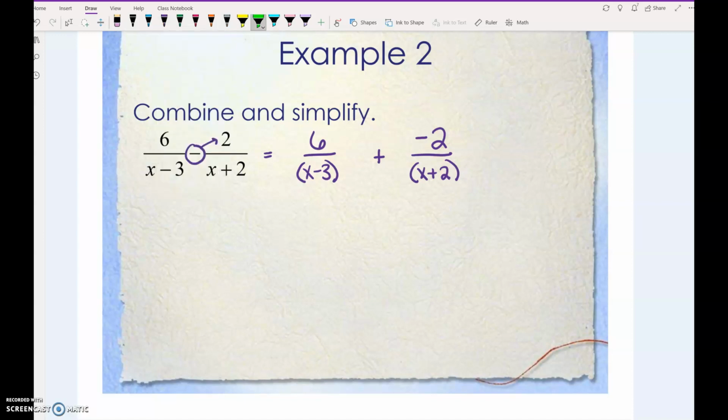Okay, now we need to play the matchy game. The first fraction has x minus 3. So this other one needs x minus 3. And if we put that in on the bottom, we have to also put that in on the top. The second fraction has x plus 2, so what does the first fraction need? X plus 2 on the bottom and on the top.